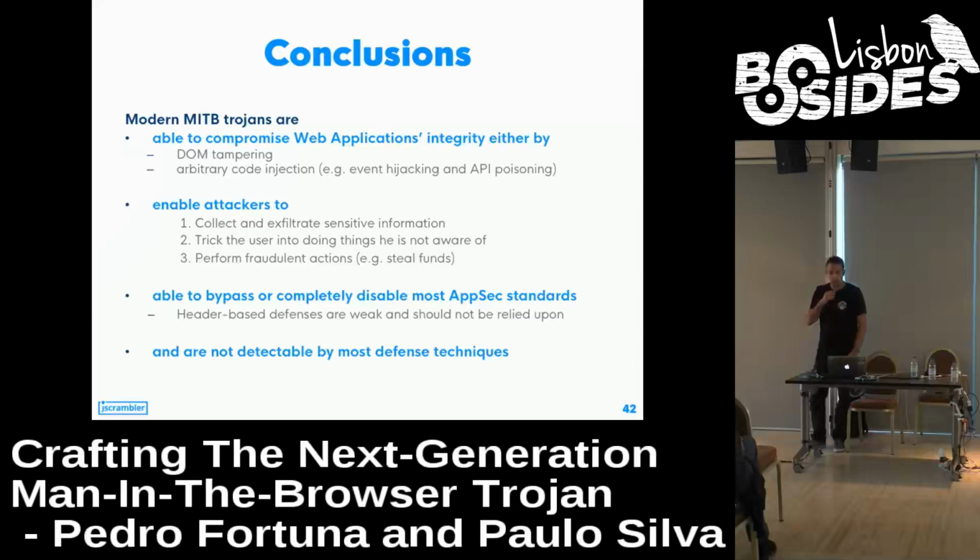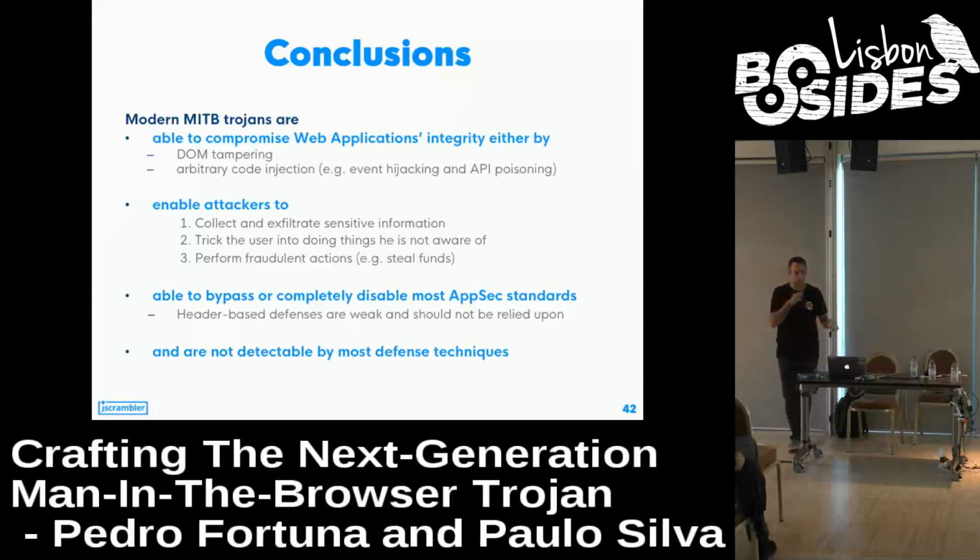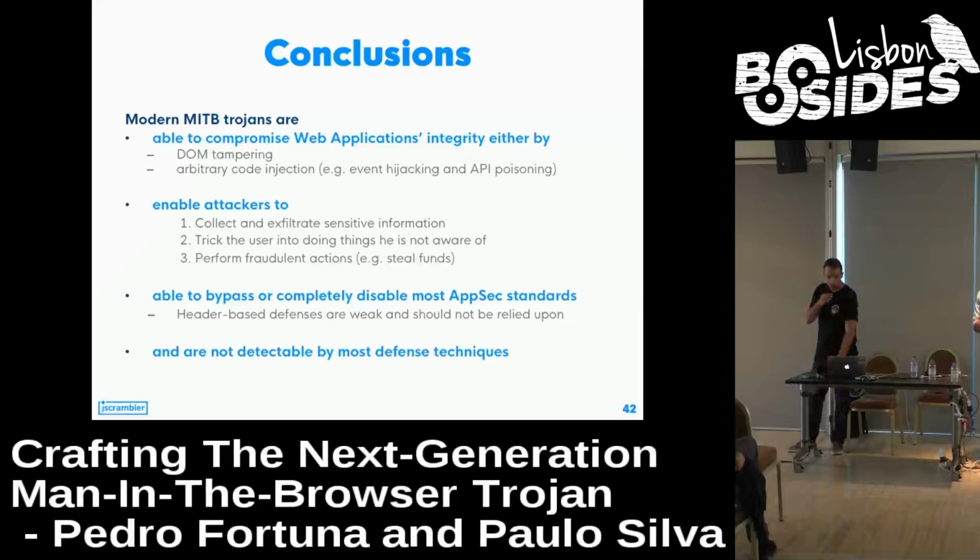They can exfiltrate sensitive information, trick the user into doing other things like downloading fake mobile applications and compromising the user's mobile device. They can just steal money, for instance, in this website, and it was easy enough to completely defeat most application security standards like CSP and other types of standards that are based on headers. And other techniques, we saw that they cannot do anything against this type of attacks.